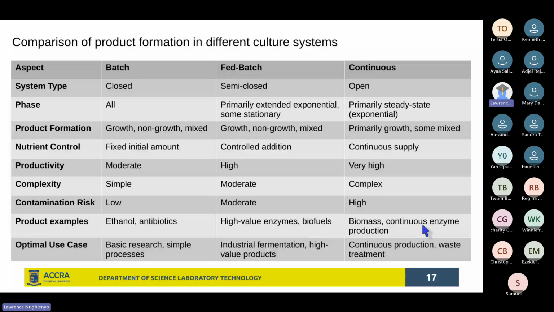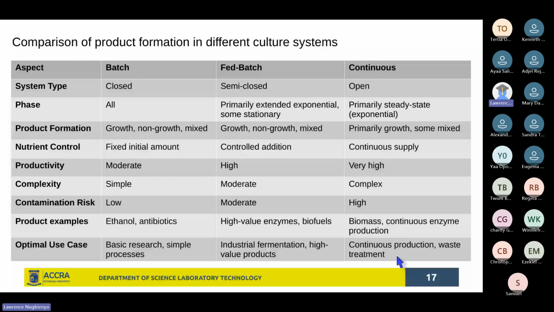The optimal use of this batch system is best for experimental purposes, for basic research in the lab. You set up a batch system, you close it, a reaction occurs, and then later you take products and you analyze. Industrial fermentation, to produce high value products, the fed batch system is more economical to use. And even now, the continuous system is the one with very high productivity, as we've seen earlier.